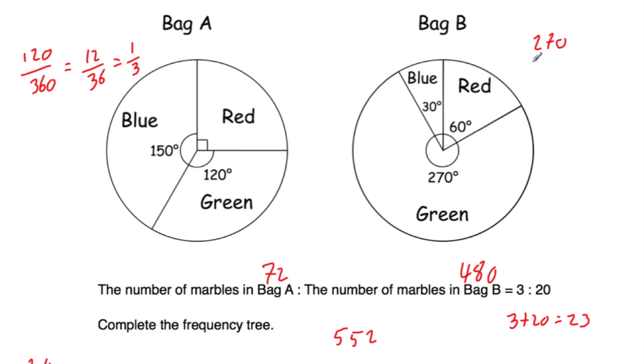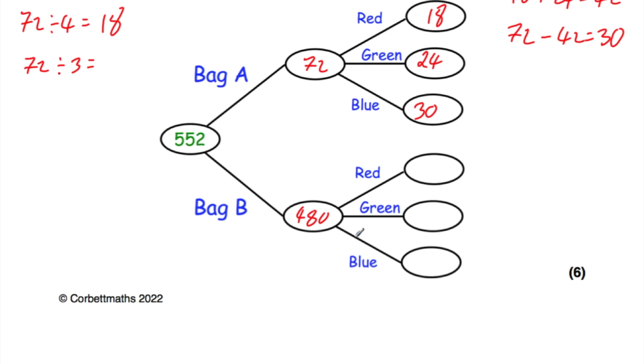And we can actually just show this. 270 out of 360 divided by 10 is 27/36, and dividing both of those by 9, we get 3/4. So that means that 3/4 of the marbles in bag B are green. So we need to work out 3/4 of 480. So 480 divided by 4 would be 120, and 120 multiplied by 3 is equal to 360. So that means there's 360 green marbles in bag B.